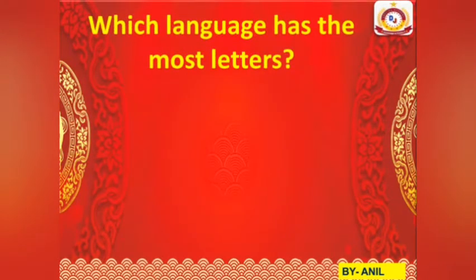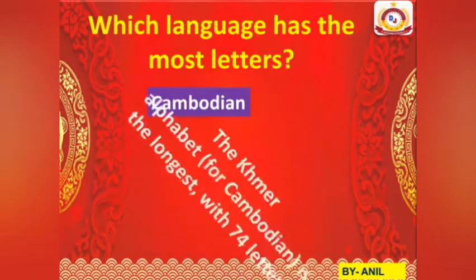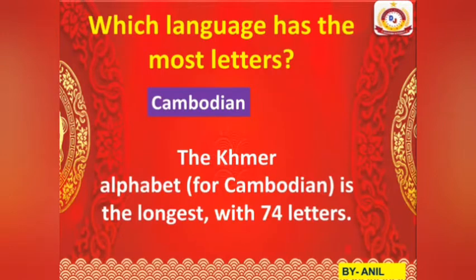Which language has the most letters? Cambodian is the language which has more letters. That will be C. More means how many? The Khmer, that is the name of this alphabet. The Cambodian alphabet is the longest, with 74 letters. So Cambodian is the language which has 74 letters, while the English language has 26 letters.